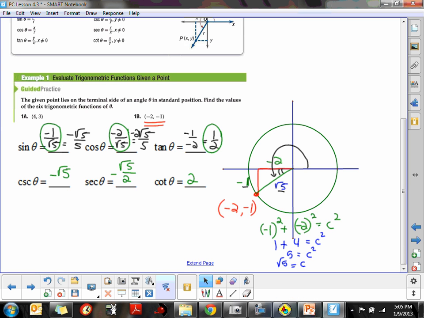So, finding the 6 trig functions given a point on a circle or in the coordinate plane, all we've got to do is draw our triangles and then finish it up with using our Pythagorean theorem to find the triangle's hypotenuse, and then using your opposite and adjacent, or you can use your x, y, and r values.